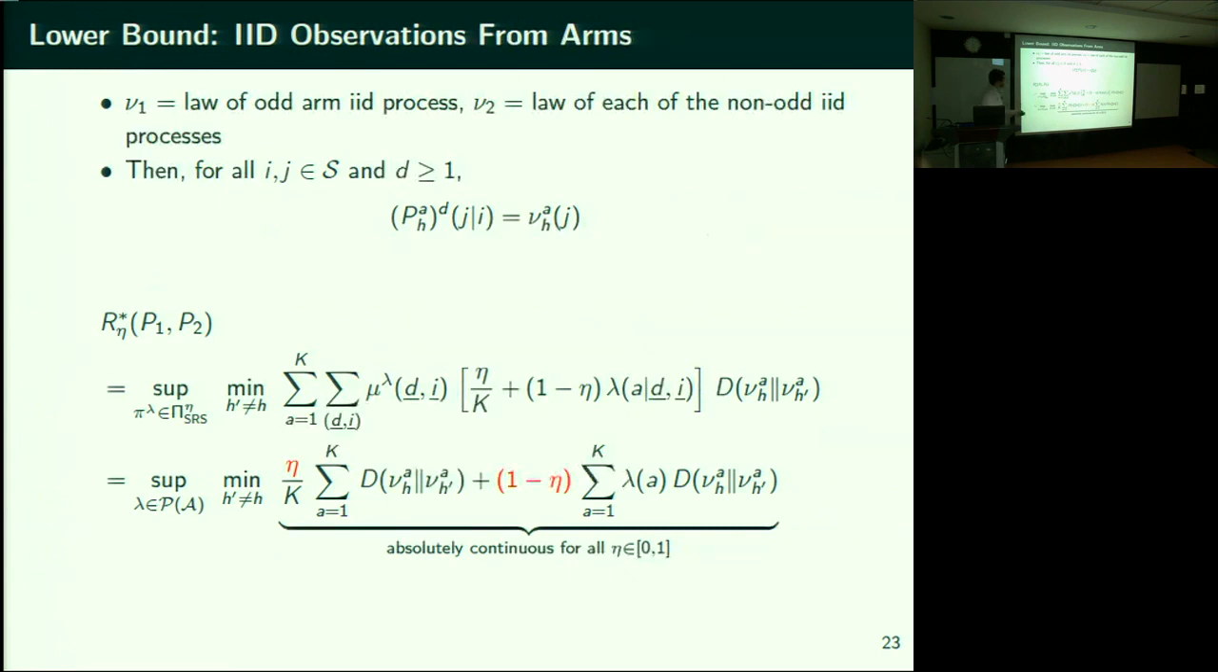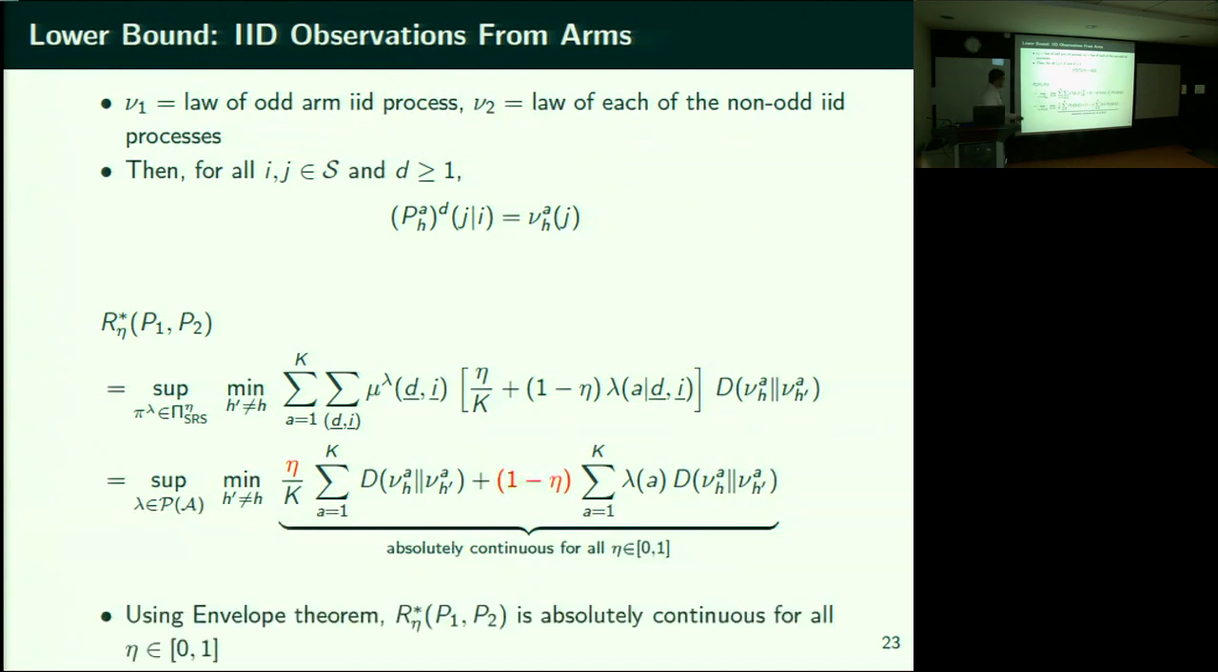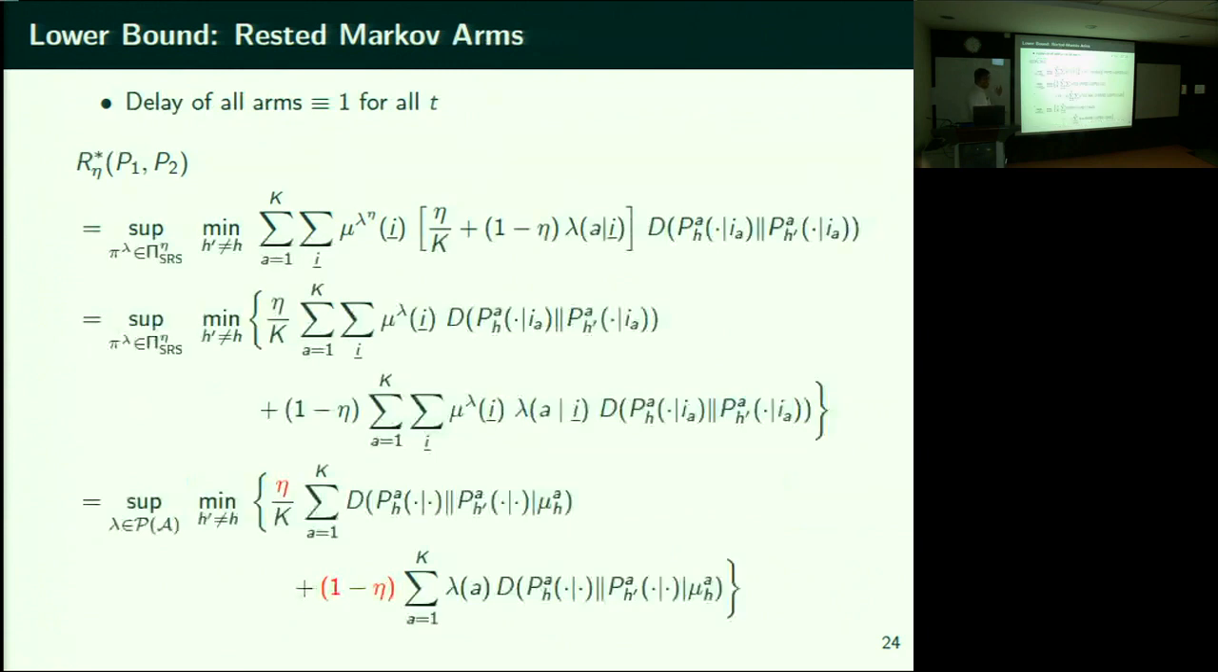In the case when you have IID observations, your R eta star will look something like this. I'm not going to go into the details, but the point is your objective function here is linear in eta, so it's an absolutely continuous function, and there is a very nice envelope theorem that you can use to show that R eta star, the resulting optimization value, is also absolutely continuous in eta. Because it's absolutely continuous, it smoothly merges with R0 star. Similarly, when you have rested arms, that is, when your movies are paused, you can show that it's just a linear function, and again absolute continuity comes out, and the envelope theorem tells you that it merges smoothly.